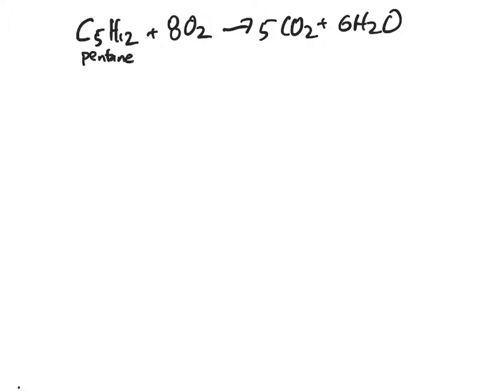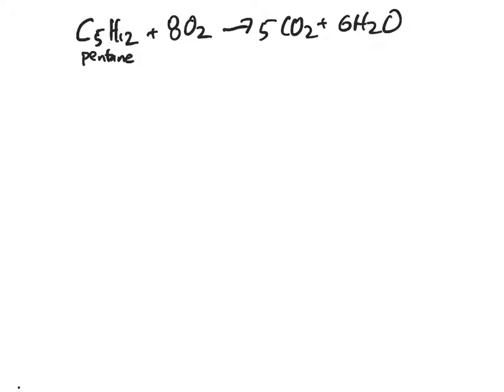What we're doing is combusting pentane. We're burning it with molecular oxygen to produce carbon dioxide and water. And the molar ratios are 1 mole of pentane to 8 moles of oxygen. They react to make 5 moles of CO2 and 6 moles of water.